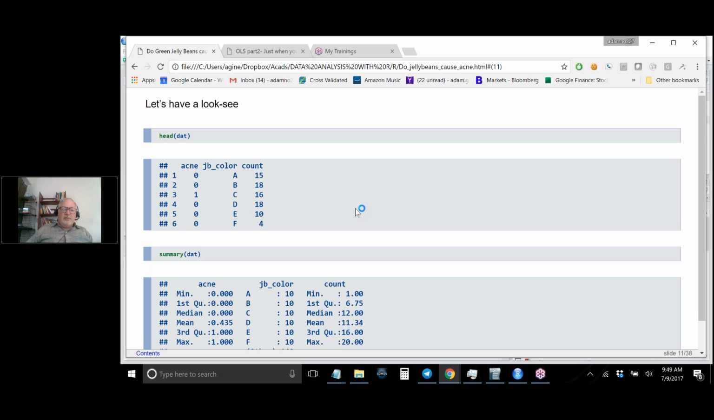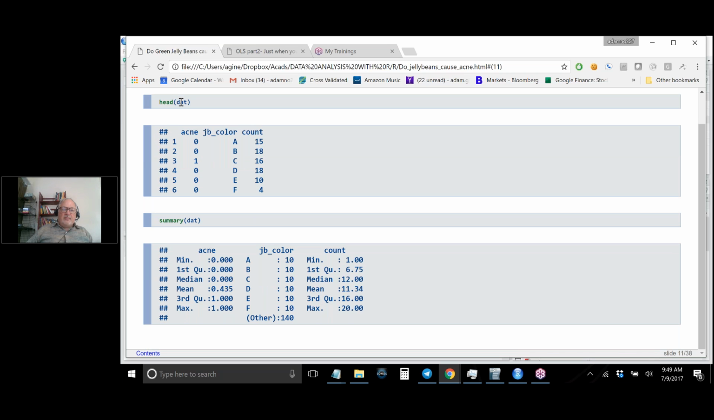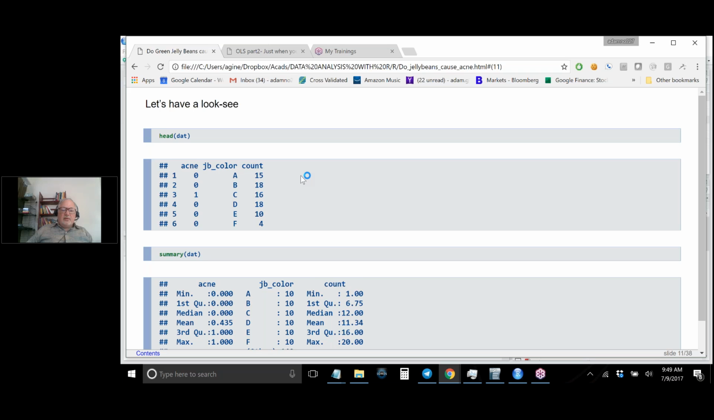And you have a look, you can see my data set, I look at the head, which is the first 6 observations, only one person has acne of those 6. And they see cyan, and they eat 16. They average eating 16 jelly beans. But notice number 2, it doesn't have acne, and they eat beige jelly beans. She eats 18 of them. So that person, it's not clear.